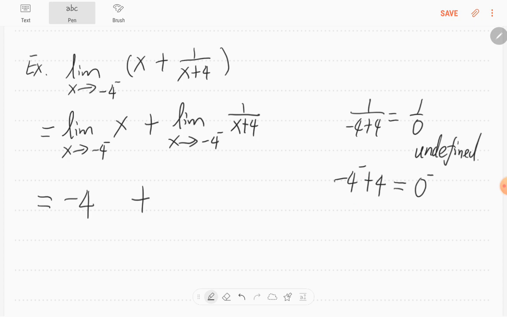If you add 4, it would be very close to 0 but less than 0, so we use 0 minus. So this one would be 1 over 0 minus, not 0. So this would be negative 4 plus negative infinity, which is equal to negative infinity.